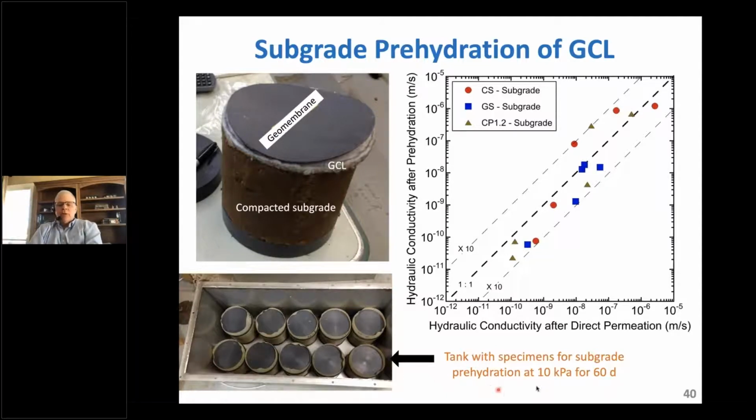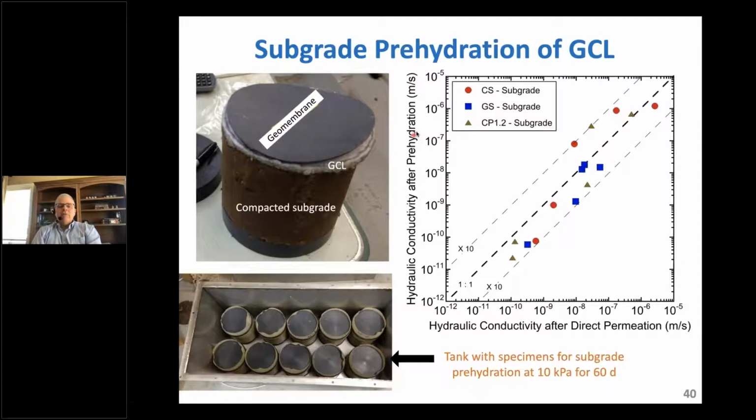And then we'll allow it to prehydrate, typically for about 60 days, simulating what might occur in the field, where a liner gets completed, we submit the construction documentation report to the agency, and we get an approval and the ability to fill. That might take 2, 3, 4 months between those two, so we use 60 days as a 2-month typical criterion. If we look at the effect of that prehydration, it really has very little influence on the hydraulic conductivity.